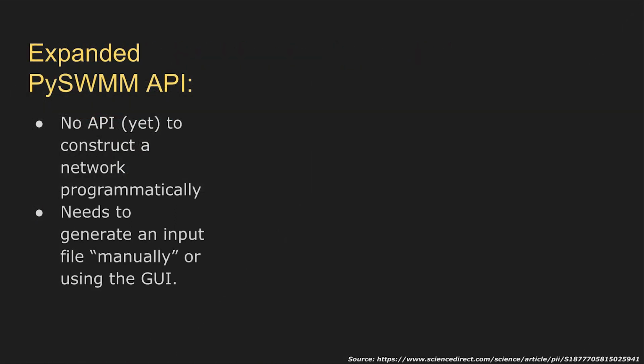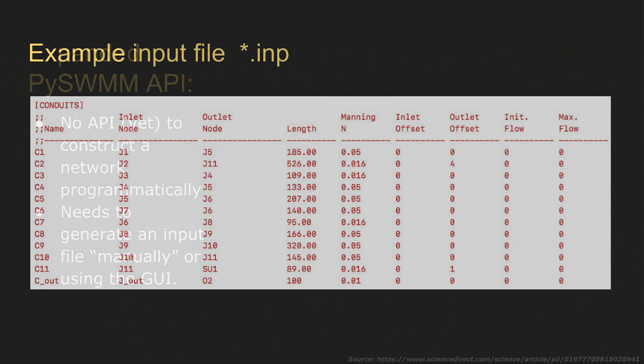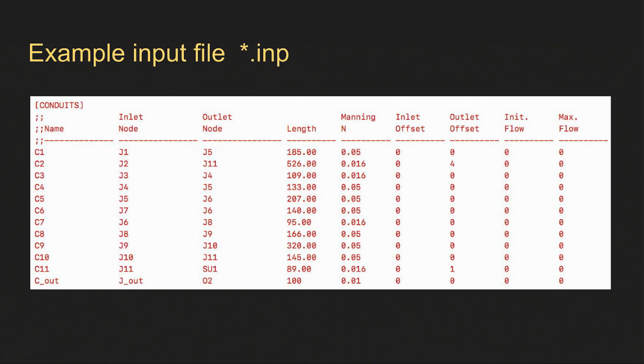But at this point, the API is limited. There is no way to construct a model from scratch doing coding. So we have two choices. We have to either create the model using the GUI software, the graphical interface, or we have to create it by hand or code it to create a file that looks kind of like this. And the problem with this file is that it doesn't make a lot of sense.